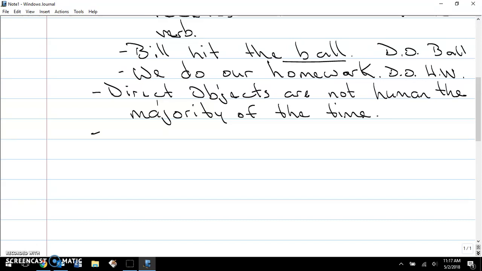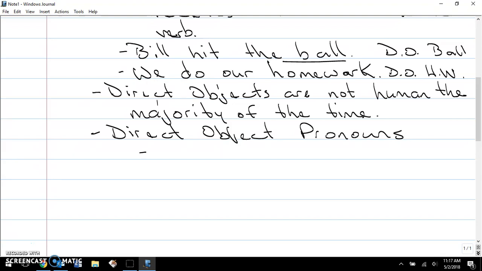So that kind of takes care of what a direct object is. Notice they typically come toward the end of our sentence. Okay? So next step is direct object pronouns.